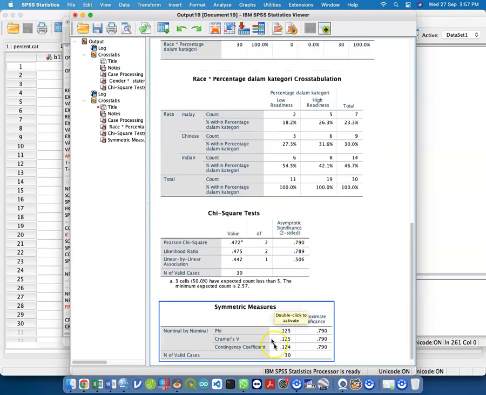So kita boleh tengok juga pada nominal by nominal, the symmetric measures, whether there is a significant association or not. So the value will be more than 0.05. There is no significant association, and the value also is less than 0.2. That means the association is considered negligible. Faham kan? Positive negligible association.